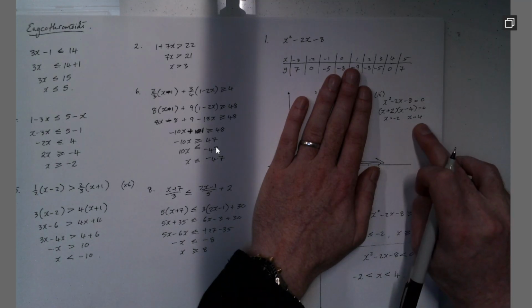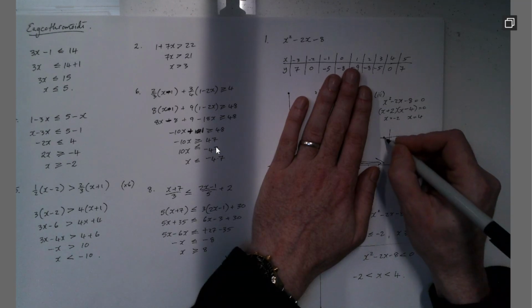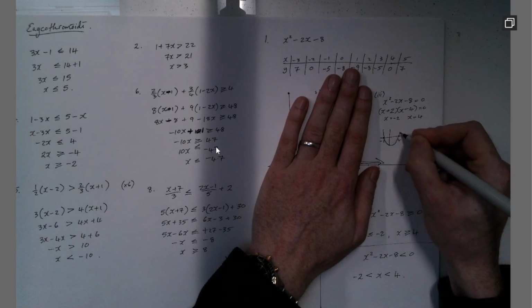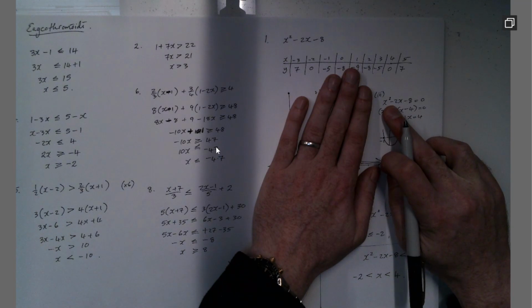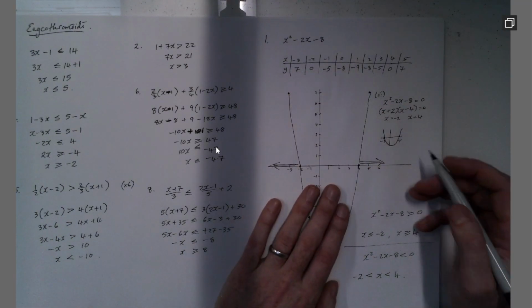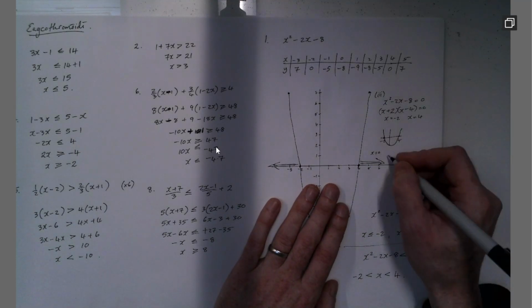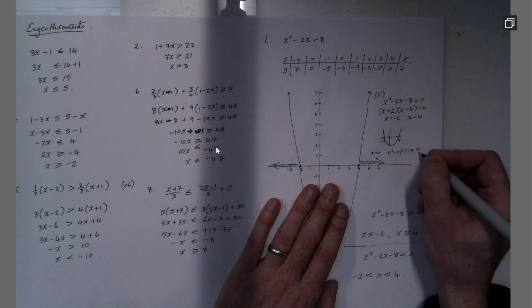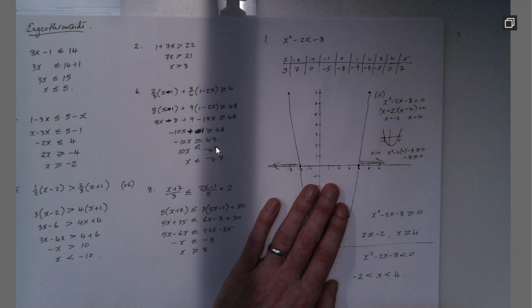So with the roots, you sketch the graph. It's a U-shaped graph because it's x squared, positive x squared, so therefore it's a U-shaped graph. Now, try to test the inequality. So we correct x equals 0. You have 0 squared minus 2 times 0 minus 8, which is less than 0.